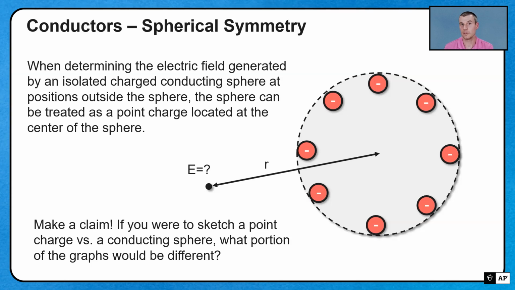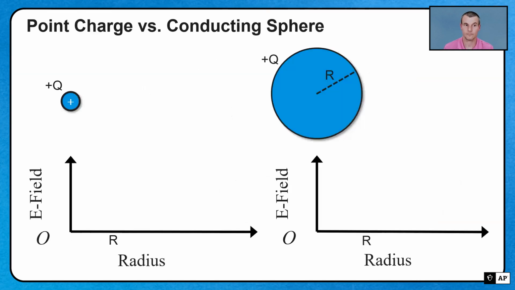make a claim. If you were to sketch a point charge versus a conducting sphere that have the exact same charges, but one has a radius and one's just a single point, what would be different about those graphs? If you want to sketch it out, you can, because that's what we're going to explore here on this next slide. So here we go.